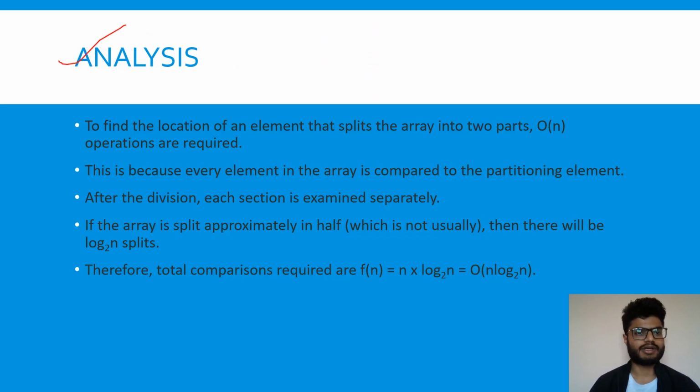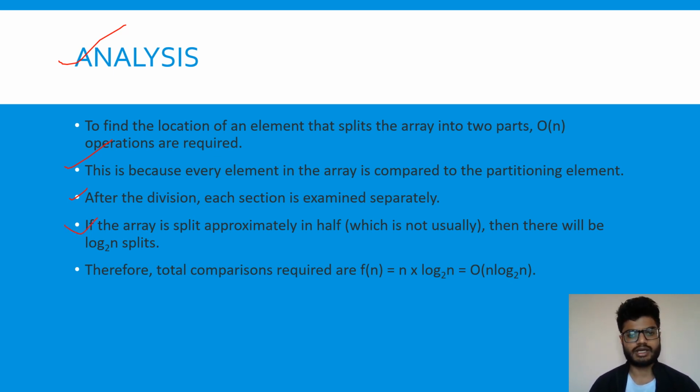So here's the analysis part. To find the location of an element that splits the array into two parts, order of n operations are required. Order of n means we are visiting each and every element. That's why order of n. Because sorting means arranging the elements in ascending order, given 5 numbers, you have to compare each and every number with each other. That's why order of n. It is written because every element should be compared with the partition element, and after the division each section is examined separately. Like we have to recursively apply the algorithm again.